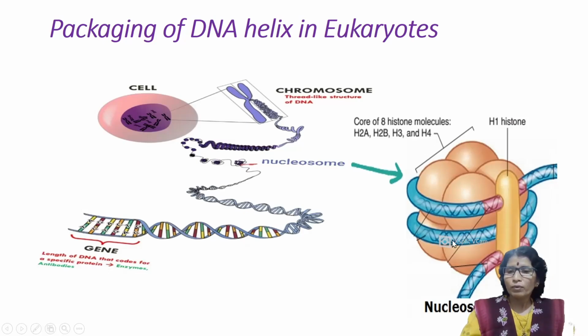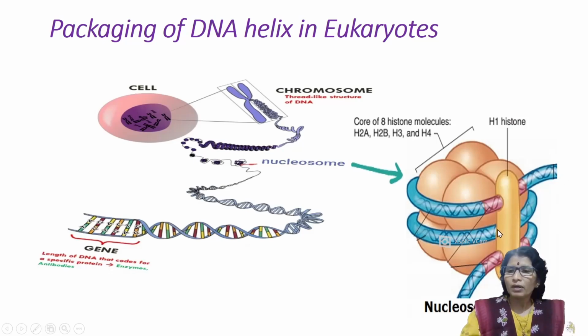Here 4 molecules are present at the basal region and the remaining 4 molecules are present at the upper region. So 8 molecules are located in 2 tiers. In this way, by combining these 4 types of histone proteins, a total of 8 histone molecules combine and form a bead-like structure, that is the histone octamer. Around this histone octamer, the DNA wraps 2 times.